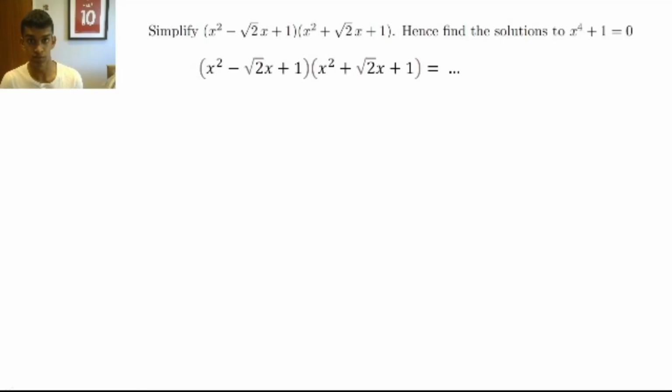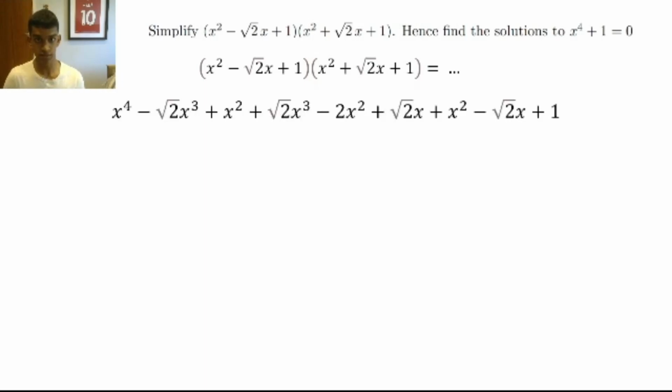Today we're going to simplify x squared minus root 2x plus 1 multiplied by x squared plus root 2x plus 1, and we have to find the solutions to x to the power 4 plus 1 is equal to 0. We'll start with the first part of the question as usual, and we'll simplify it quickly now.